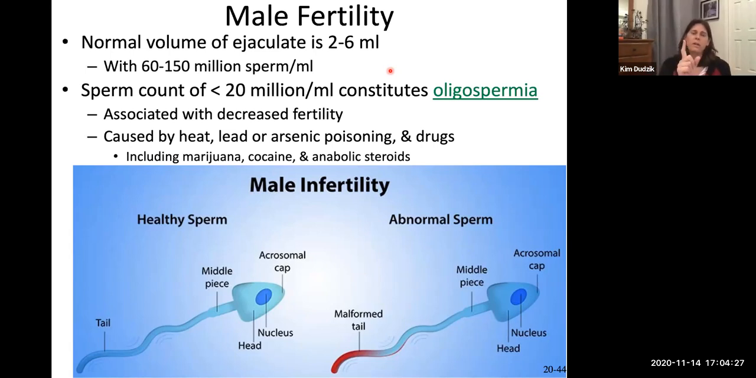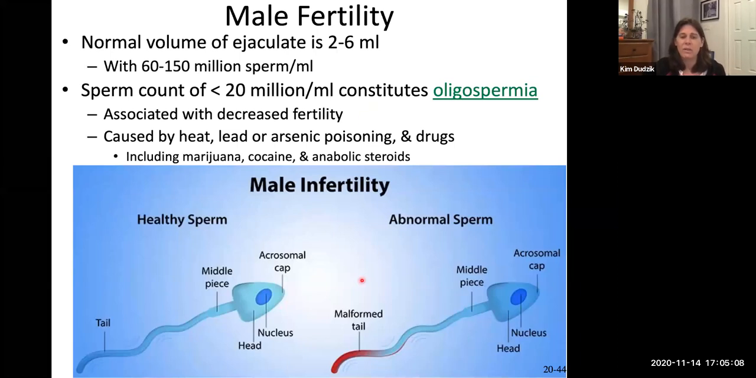Again, although only one sperm can fertilize the egg, it takes many sperm to start wearing down the protective coating around the egg, so just that one sperm can get in, right? So the number of sperm is really important from that point of view. Things that can cause low sperm count: heat, different types of poisoning like lead or arsenic poisoning, drugs, including marijuana, cocaine, steroids, all of these things can cause a lower sperm count. And worldwide, they've been noticing in the last 20 years, male fertility is declining. And so researchers are trying to figure out why that is.